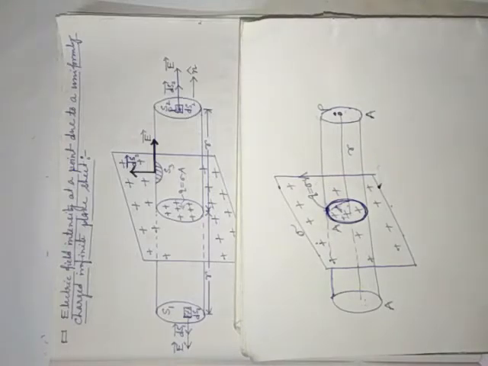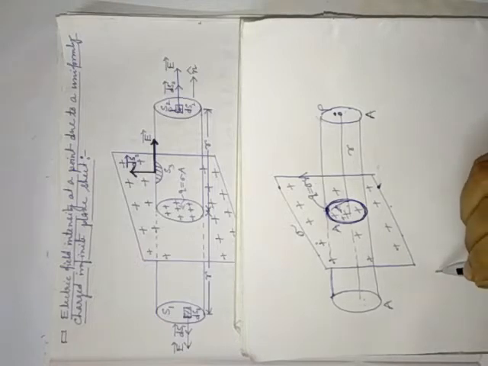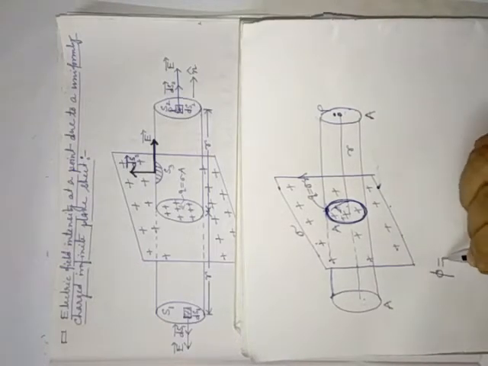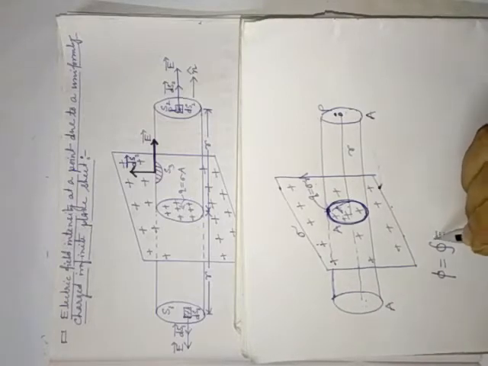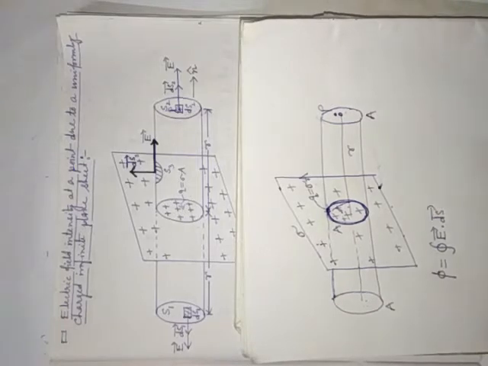Now we are ready to calculate the electric flux. Electric flux phi equals, as all of you know, the closed integral of E vector dot dS vector.